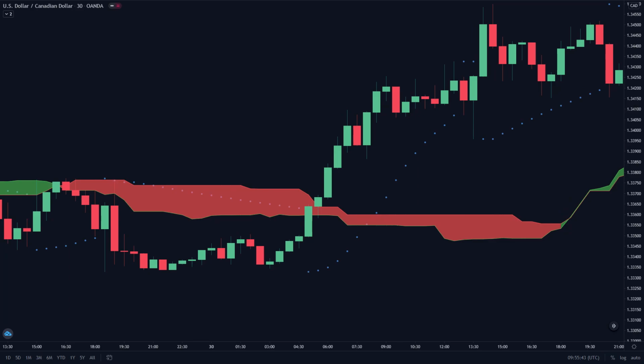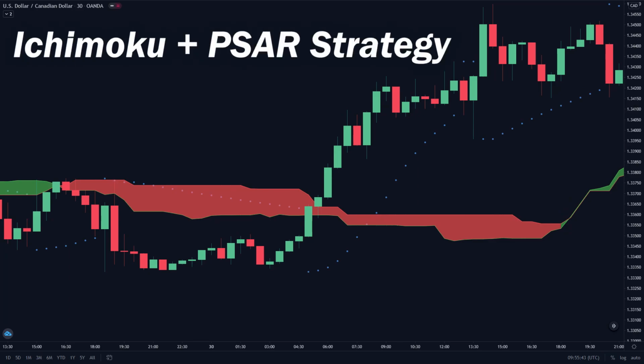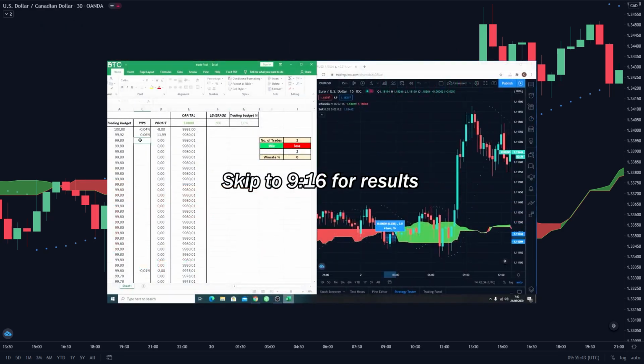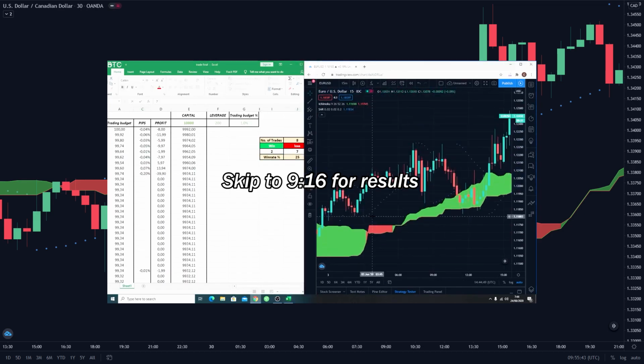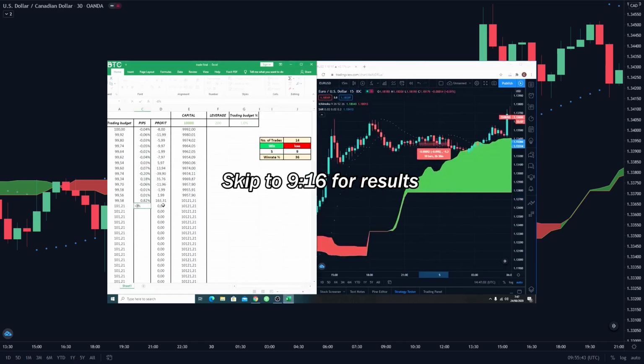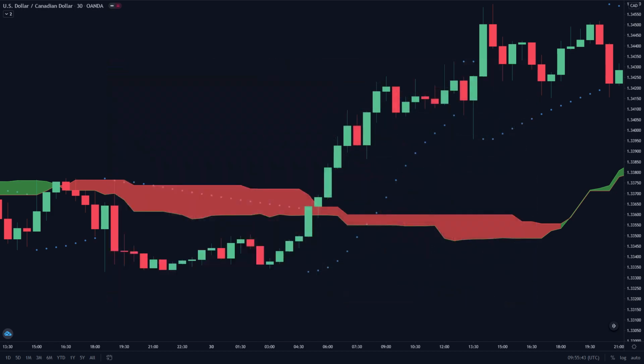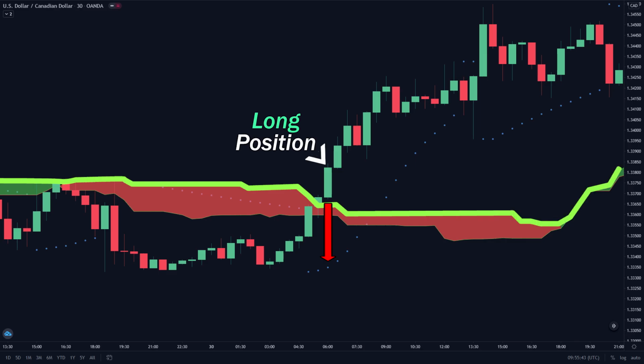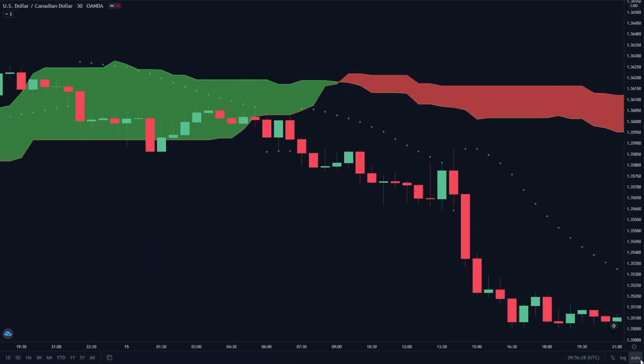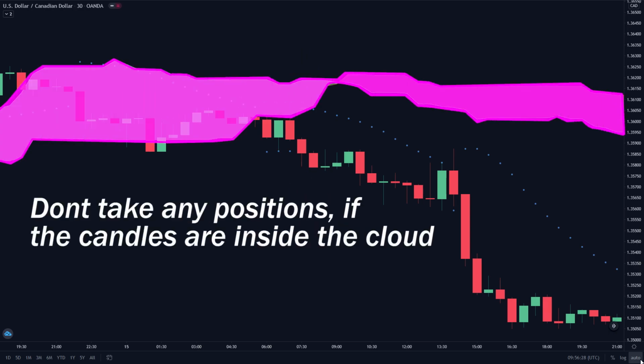Another strategy that you can use is by pairing up the Kumo Cloud with another indicator such as the parabolic SAR. So actually, I already traded this indicator combination 100 times in my other videos, so be sure to check that out as well. So how this works is you basically take long positions if the parabolic SAR is below the candles while still being above the clouds. And you take short positions when the parabolic SAR is above the candles while the candle is below the clouds. And don't take any positions if the candle is inside the clouds.